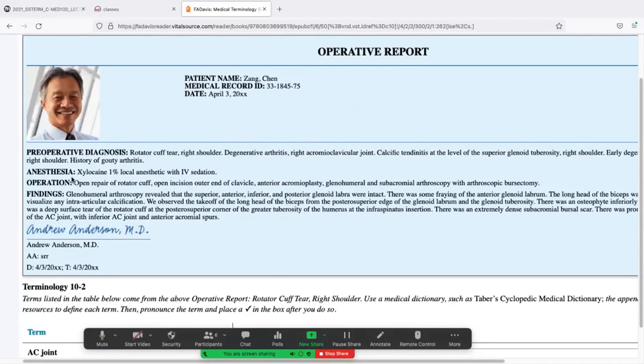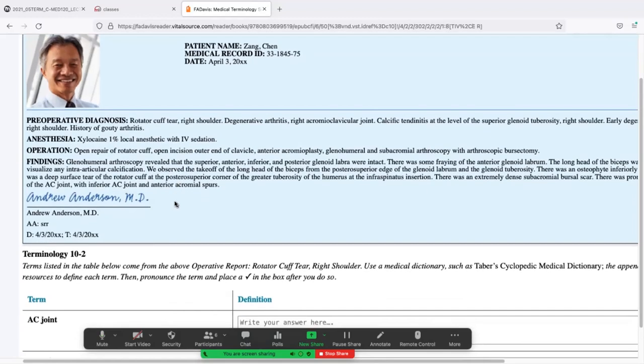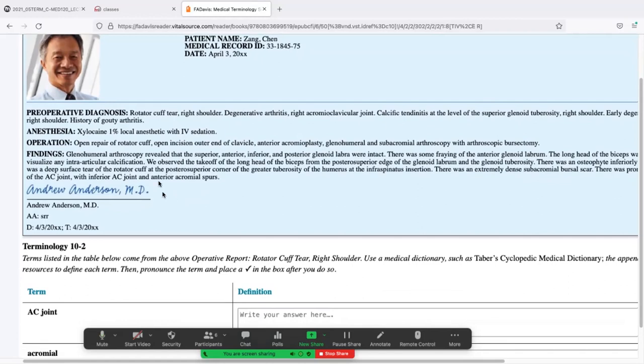What kind of anesthesia did we give him? Xylocaine, 1%, only local. And I also did IV sedation, which is weird. I did both, but potato, potato. I'm thinking, what else could be? Well, I could ask you anything specifically.